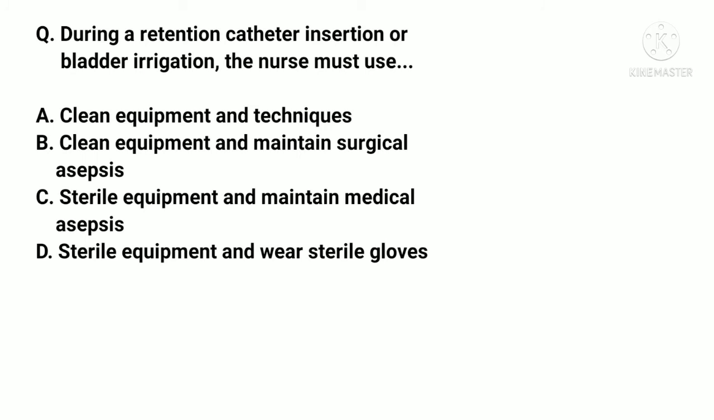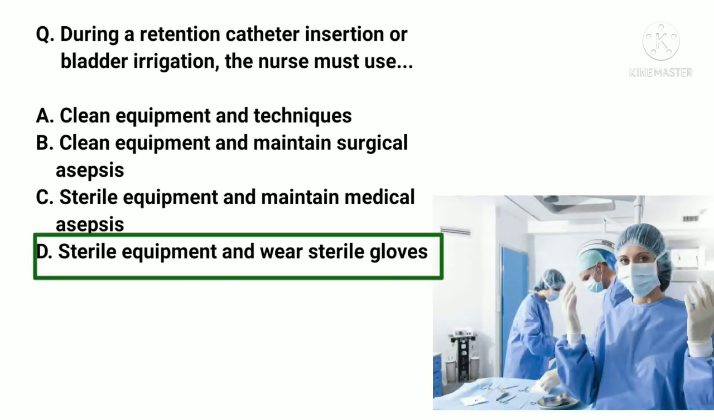During a retention catheter insertion or bladder irrigation, the nurse must use A. clean equipment and techniques, B. clean equipment and maintain surgical asepsis, C. sterile equipment and maintain medical asepsis, D. sterile equipment and wear sterile gloves. And the correct answer is D. Sterile equipment and wear sterile gloves.